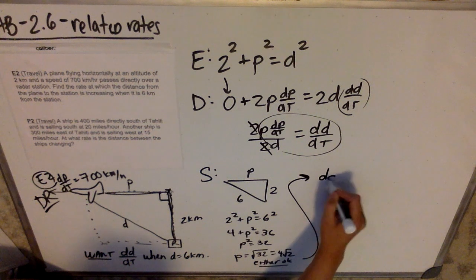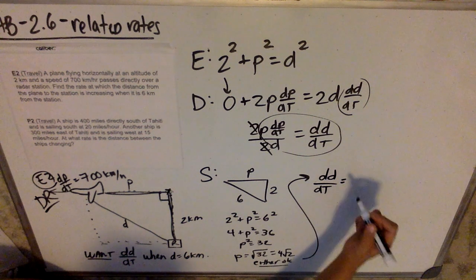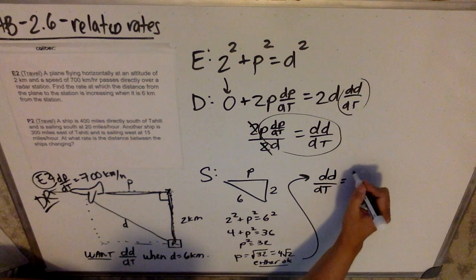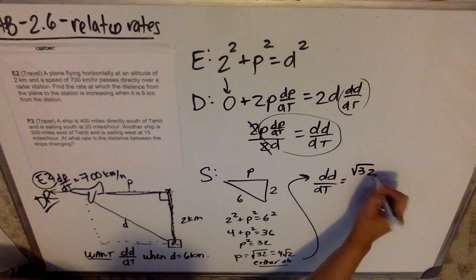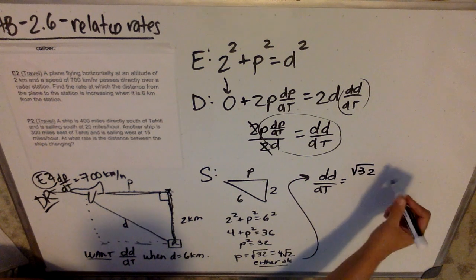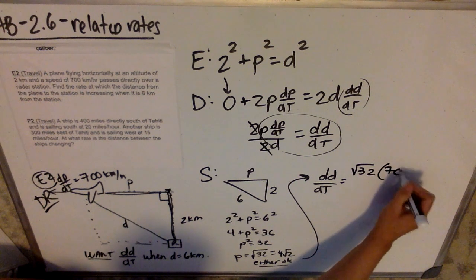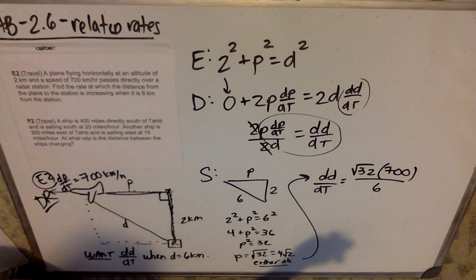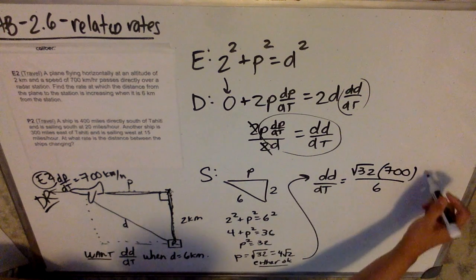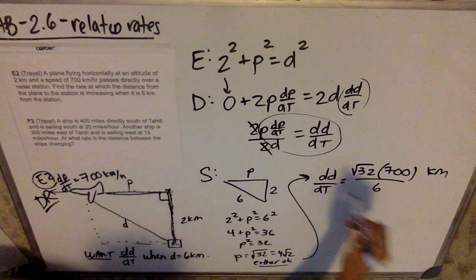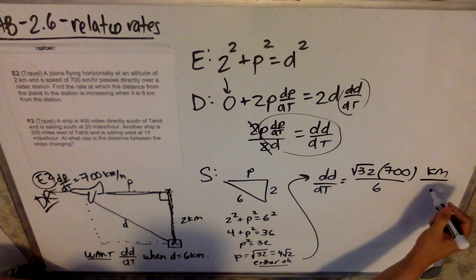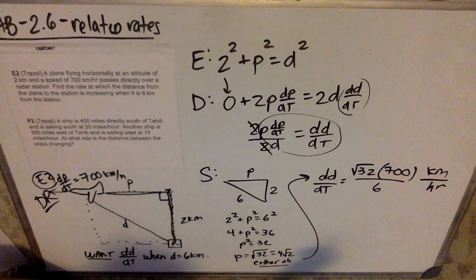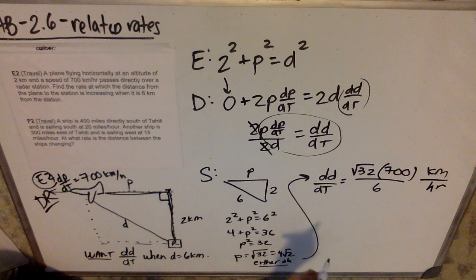So my p is either root 32 or 4 root 2, which we established. I don't care which one you pick. dp/dt, which we said was 700, over d, which is 6. I know that the distance is measured in kilometers, so dd would be measured in kilometers. dt was measured in hours, right, so kilometers per hour. You could probably leave your answer like that.